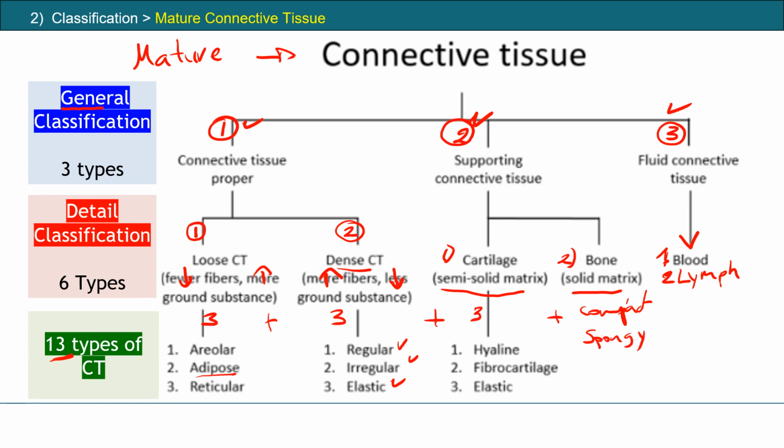So in other words, we are studying 3, 6, 9, 11, and here two more, 13. So here you can see that the mature connective tissues have many different types. We're not going to cover all of them today. I just wanted to show you this as a tool to study. You can also use the textbook to try to study this and remember all these different types of connective tissue.